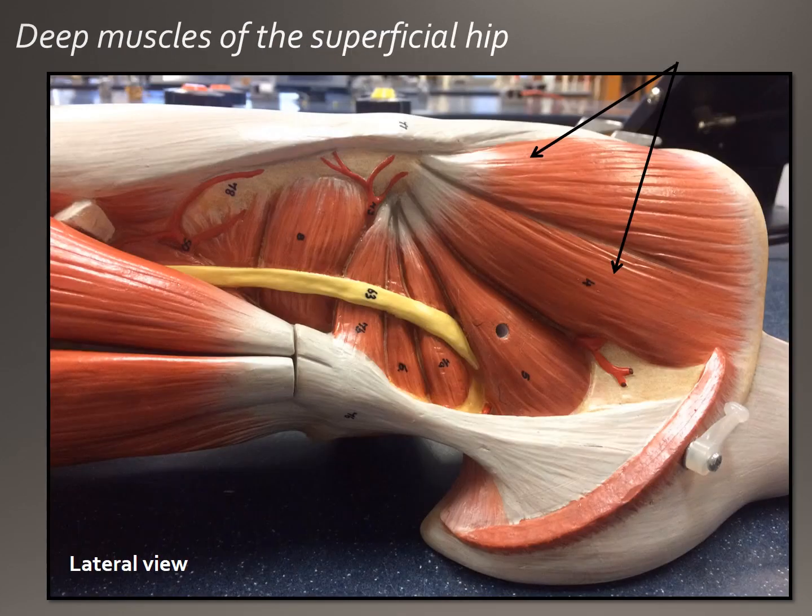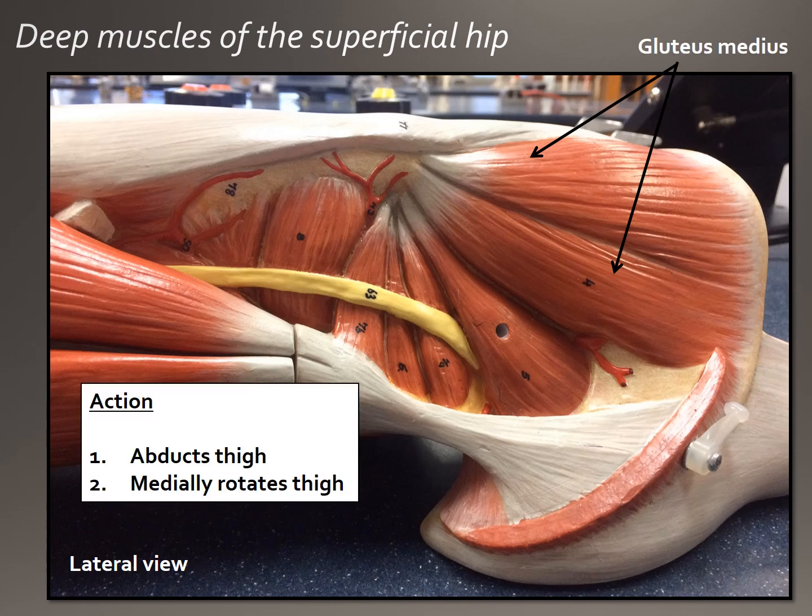If we remove the gluteus maximus from the model, we expose deep muscles of the lateral view of the hip. And the muscle that we're interested in here is indicated by those arrows, and this is the gluteus medius. And this is a muscle that's going to abduct the thigh as well as medially rotate the thigh.